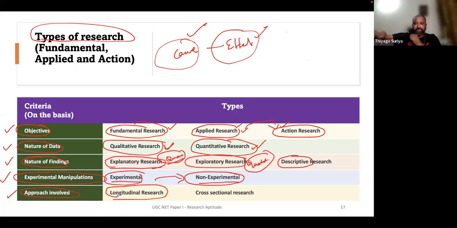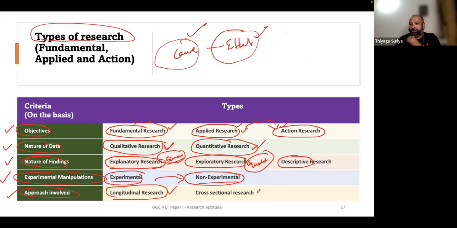He observed the same person for more than 20 years in this developmental theory: sensory motor stage, pre-operational stage, concrete and formal. So this is called longitudinal. If you are observing the same group of sample representation over a long period of time and doing the research, that's called longitudinal research.